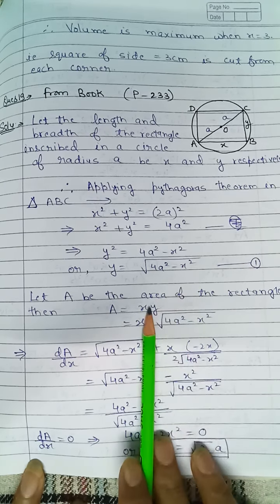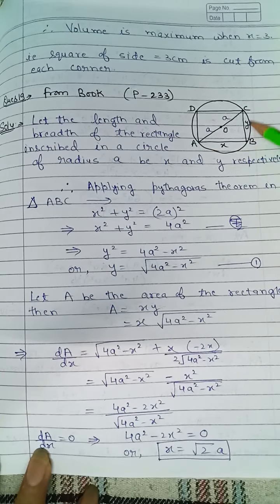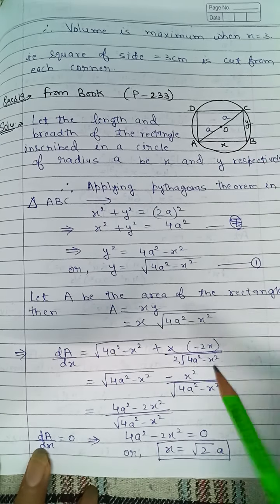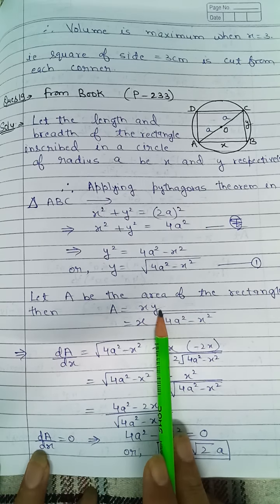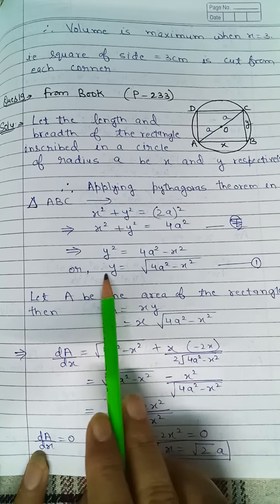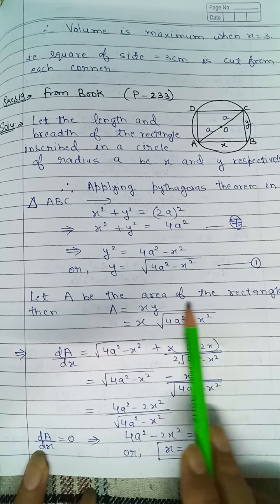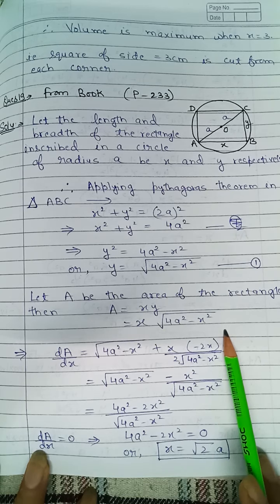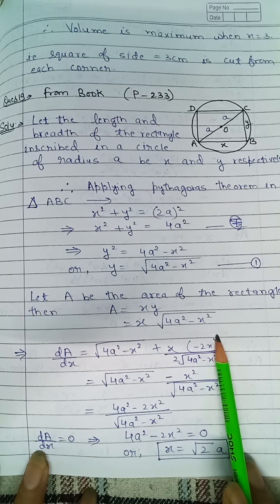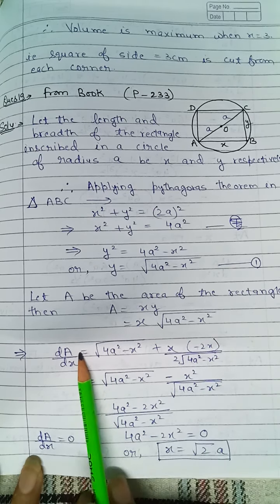Now they are saying about the area. The area should be maximum. So we'll concentrate on the area of the rectangle. The area of the rectangle formula is x into y. So substituting this value of y over here, from the first equation. After substituting, you know what is the next step, always finding out the derivative.